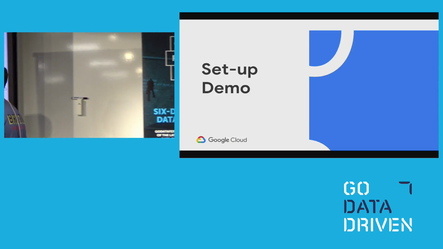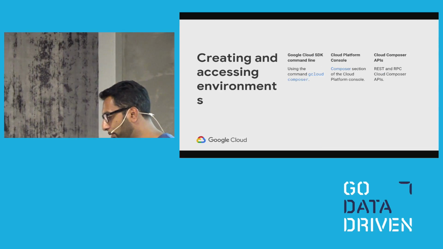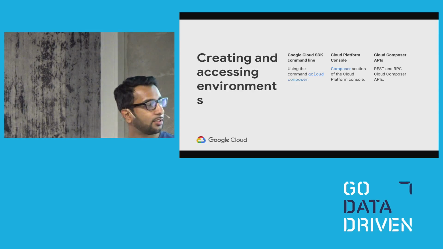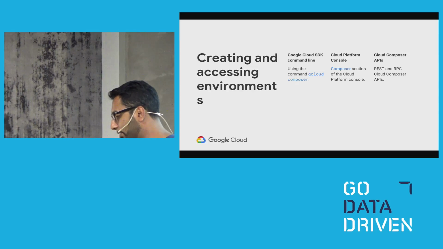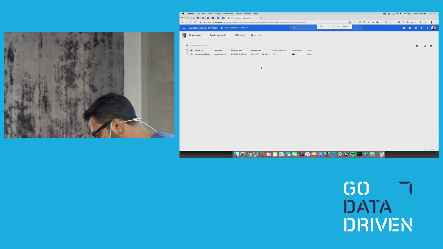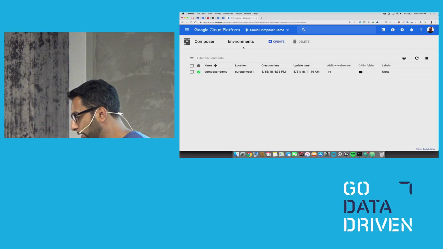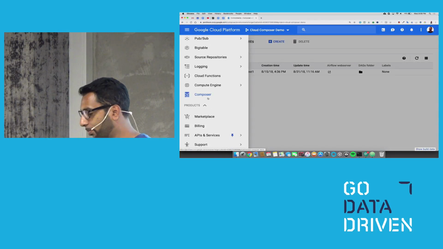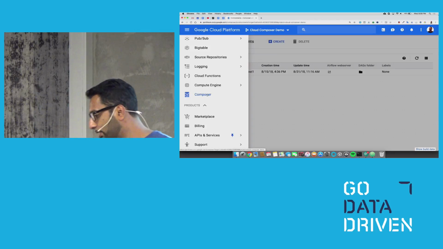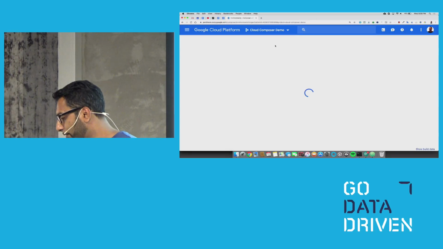I thought I'd quickly show a demo of how that all works. We have 3 ways that you can do it: via the SDK, using the command line, via the interface, or using our APIs. I'll show you how that looks via the actual UI. I presume some people are familiar with the interface. This is all the products that you have. Composer is now one of the products in our UI. You can click that, and then you can create an environment.